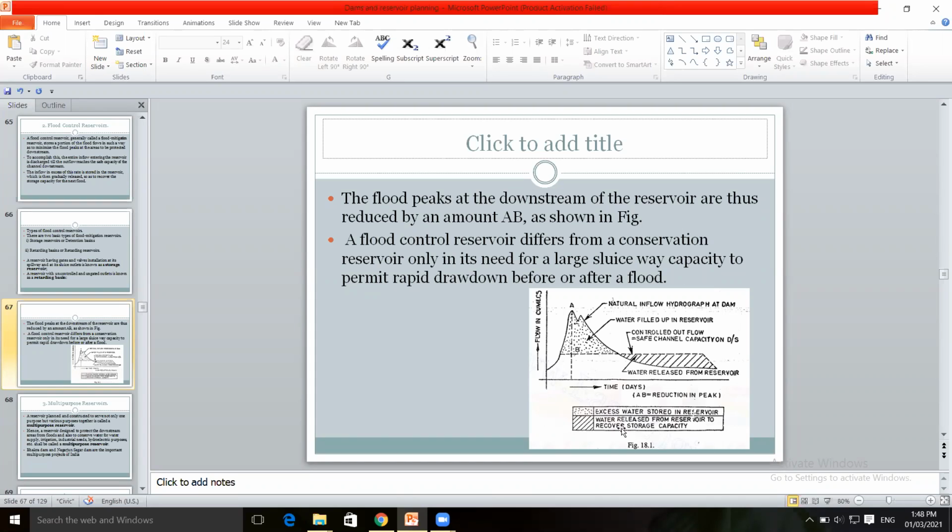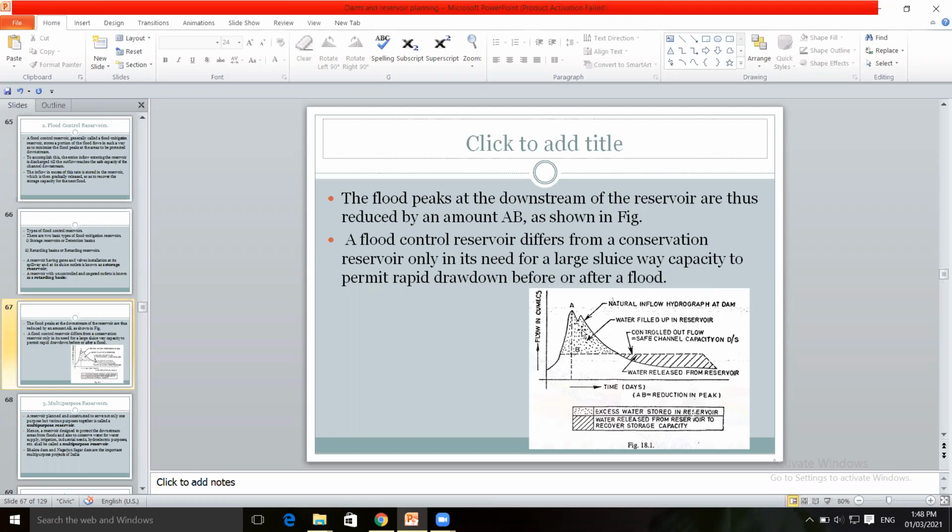If there is a deficiency in the water storage, water is released from the reservoir to recover storage capacity. The storage capacity of the reservoir is increased during peak flow. ज्यावेळेस लो फ्लो असेल त्यावेळेस ते पाणी यूज केलं जातं, extra surplus water is used during low flows. So water released from reservoir, that is accumulated here, that is shown by this hatch portion.